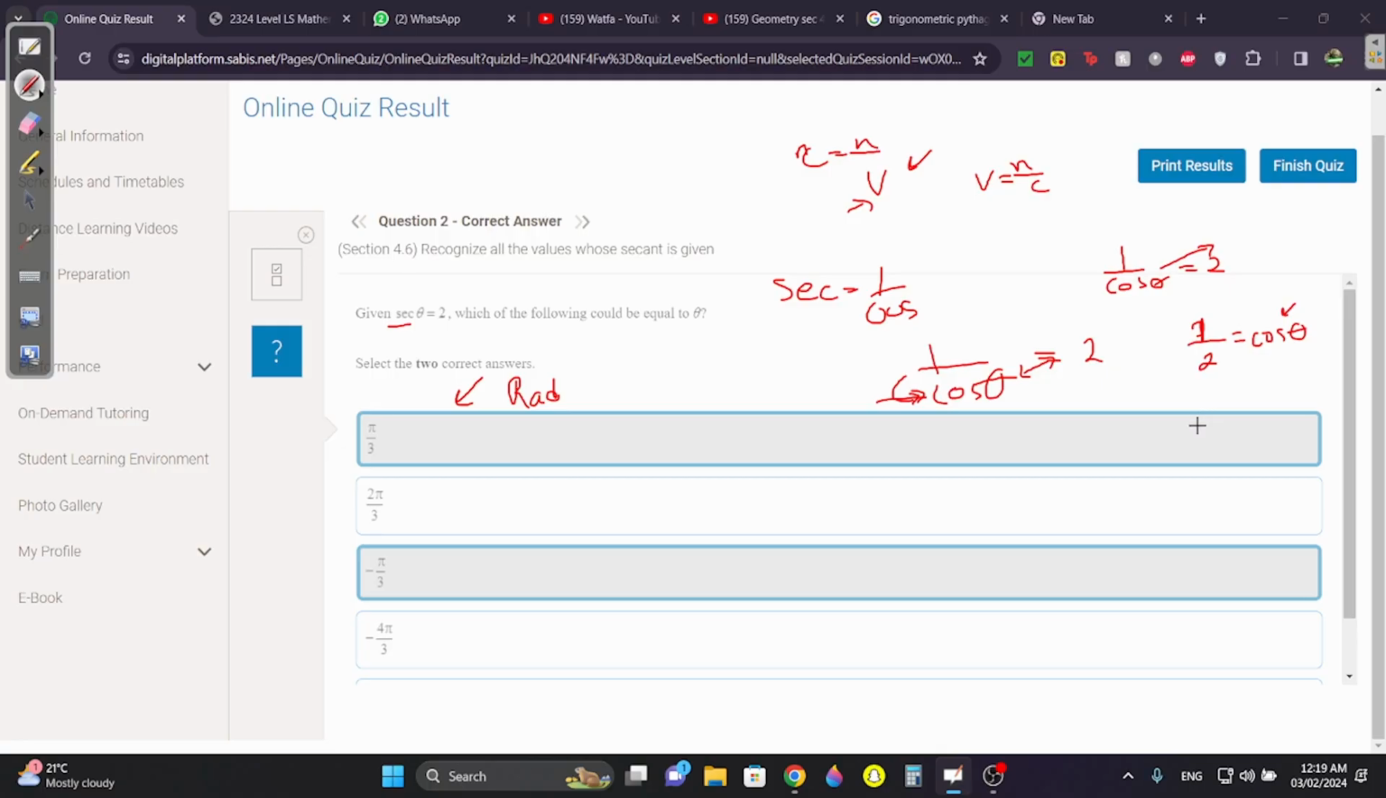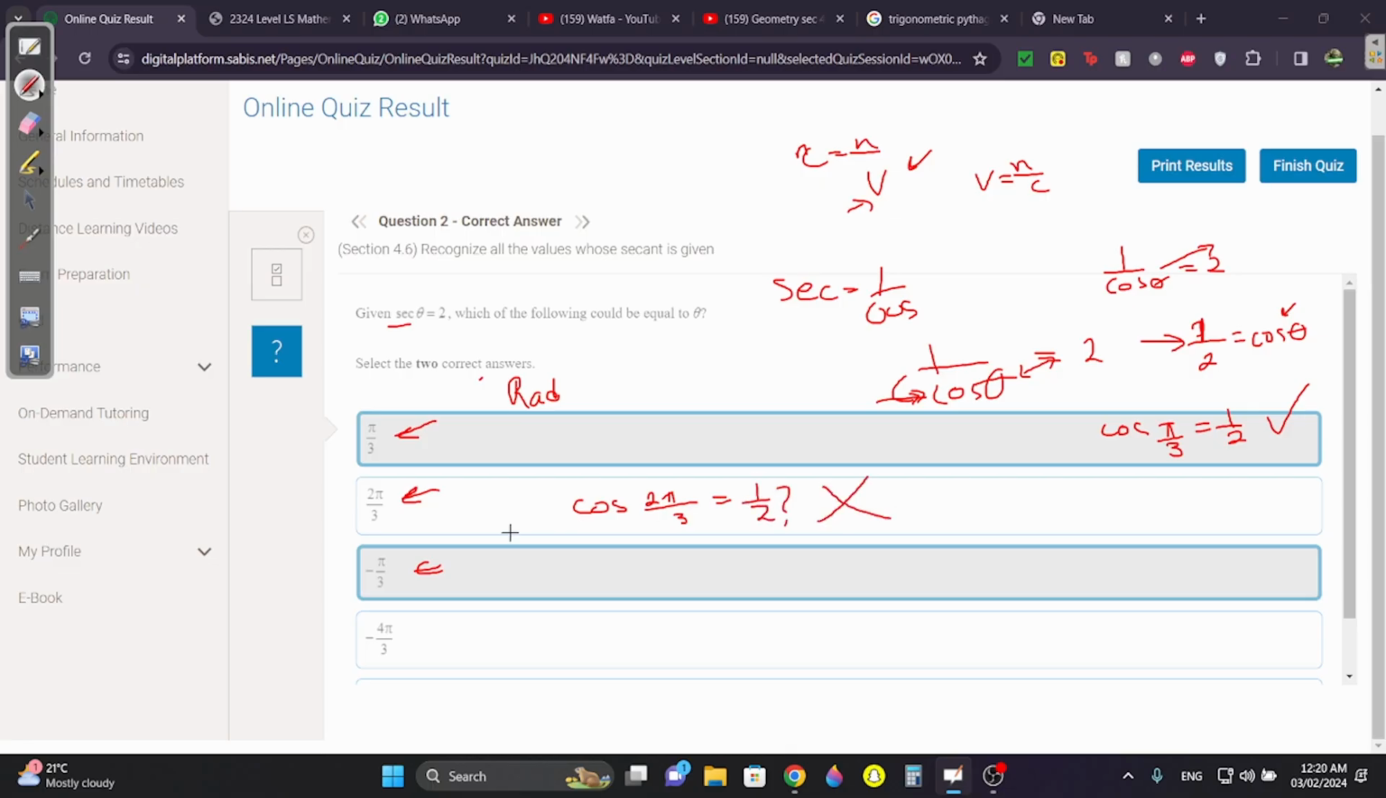Or shift cosine and you'll get one answer, which is pi over 3. But we want two answers, right? So what you have to do is check each one and see if you get 1 over 2. Okay, so you do cosine pi over 3 equals 1 over 2. Is it correct? Yes. Okay, how about 2 pi over 3? If you try cosine 2 pi over 3, do you get 1 over 2?